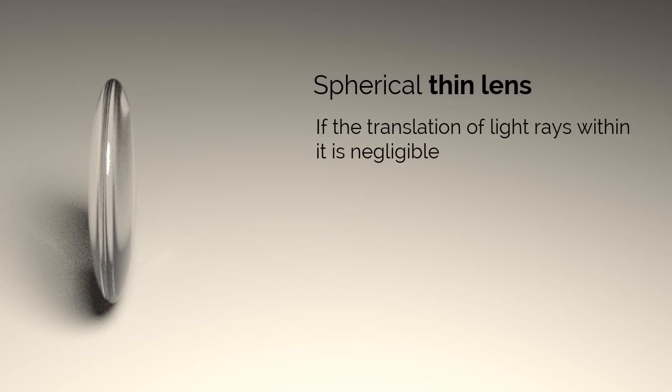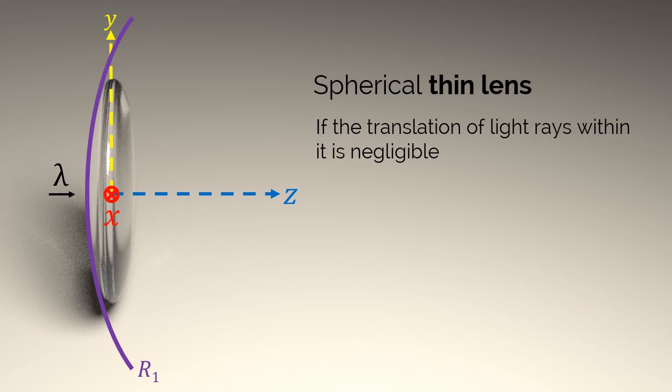Let's first consider a spherical thin lens, which is called so if the translation of light rays within it is negligible, or when a ray entering a point on one face exits at approximately the same x and y coordinates on the opposite face. It is therefore helpful to define the coordinate axis as shown. A beam of monochromatic light is incident from the left of the lens. The first face that it hits can be thought of as part of a sphere with radius r sub 1, while the opposite face can be thought of as part of a sphere with radius r sub 2. The lens optical axis runs across the optical center of the lens and along the z-axis.